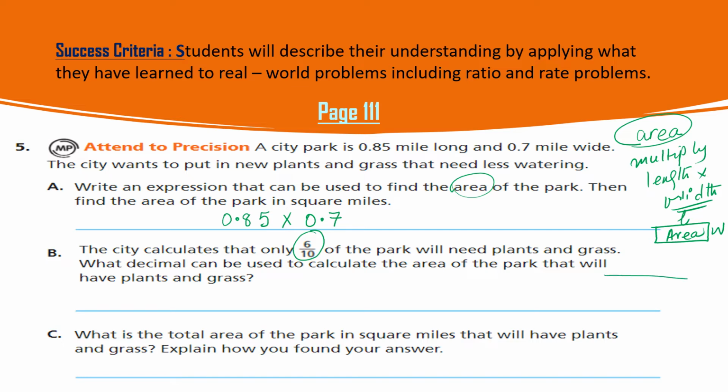So for example, if this is the park, meaning the whole thing is a park, the part which will contain the plants and grass will be maybe this one or more than that one. But that would be 6/10. So what decimal can be used to calculate the area of the park?